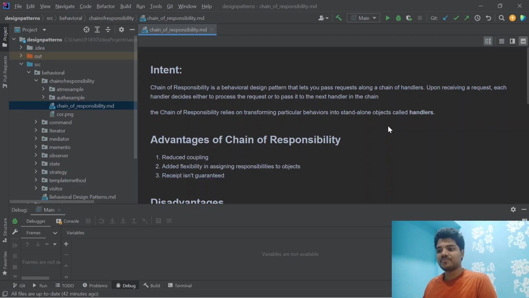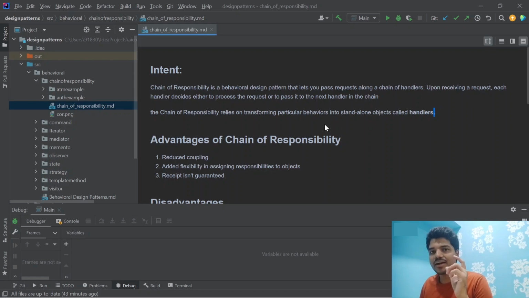Now let's see the standard definition of this design pattern. Chain of responsibility is a behavioral design pattern that lets you pass a request along a chain of handlers. Upon receiving a request, each handler decides either to process the request or to pass it to the next handler in the chain. This is exactly what we just discussed, right? The chain of responsibility relies on transforming particular behavior into standalone objects called handlers. So every person here we call a handler. Either he will take the job or he will pass the job to the next person.